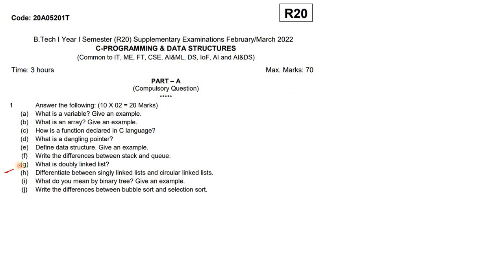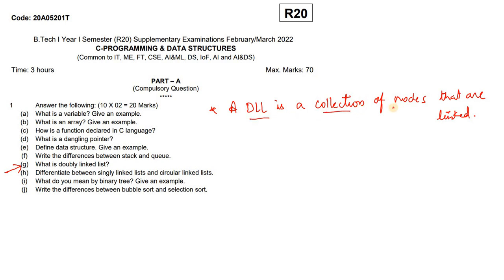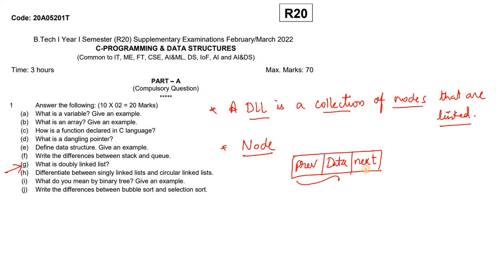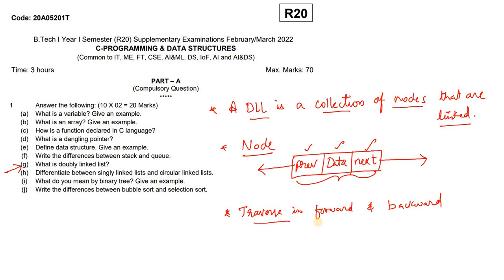Next one is what is doubly linked list? You can write in a very simple way. A doubly linked list is a collection of nodes that are linked. Okay, it's a collection of nodes that are linked. And how a node in doubly linked list looks like? So a node contains three fields. First one is data field, and this one is previous, which contains the address of the previous node, and another field is next field, which contains the address of the next node. So what is the specialty of doubly linked list? We can traverse in both direction, that is forward direction as well as backward direction.